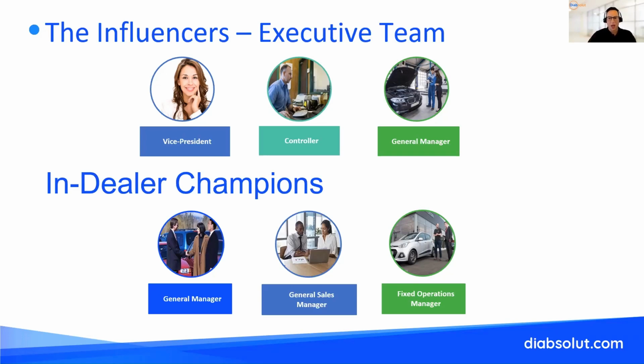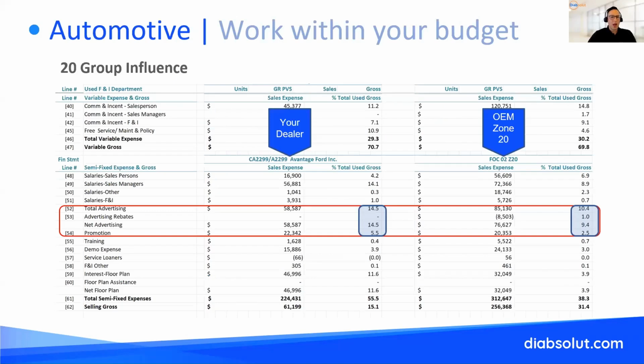Now, if we go to the next slide, this is a slide really just talking about how we're going to address the money part of it. We're going to work with your NADA expense guidelines. We're going to help you show your ROI at your 20 group so you have that validation.